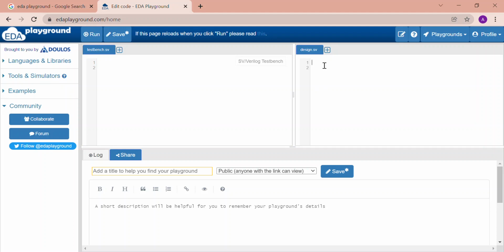Hello everyone. In my previous videos, I have written the Verilog code for a D latch with synchronous and asynchronous resets. And here I am writing the code of a D flip-flop with synchronous reset. So let's get started.